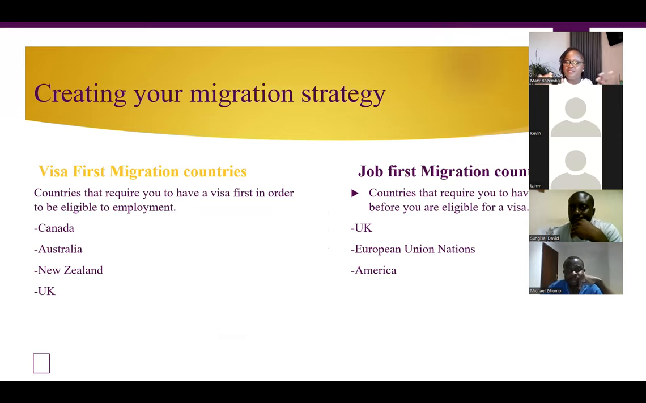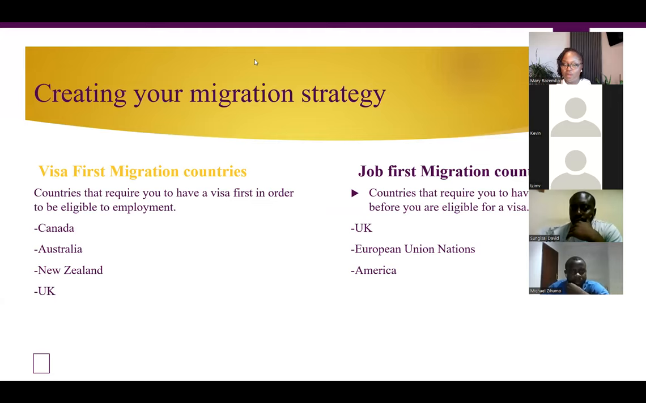There are visa first migration countries and there are job first migration countries. A visa first migration country is like Canada, Australia, New Zealand, and the UK, in the sense that they will assess your points first and see if you are eligible for a visa before you can apply for a job. I hope this is clear.